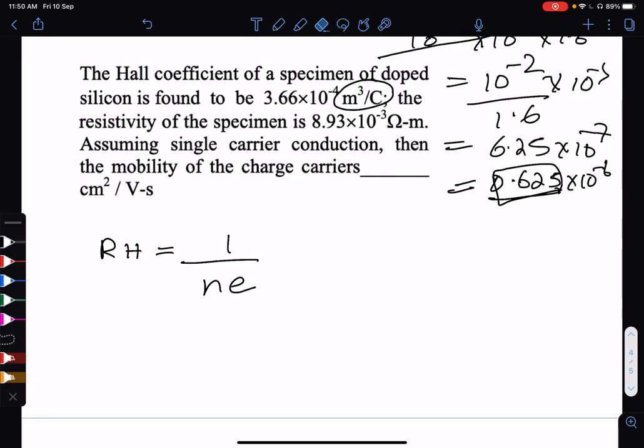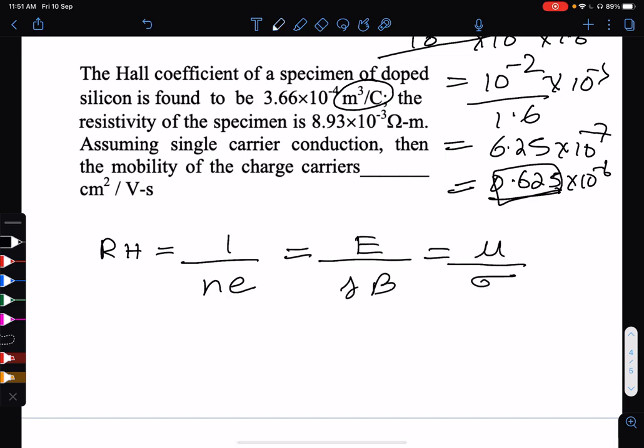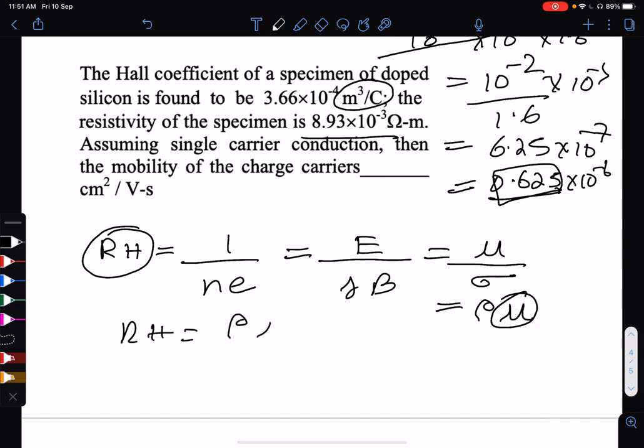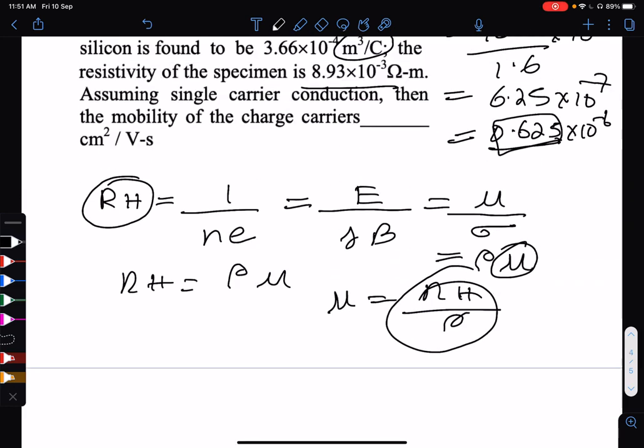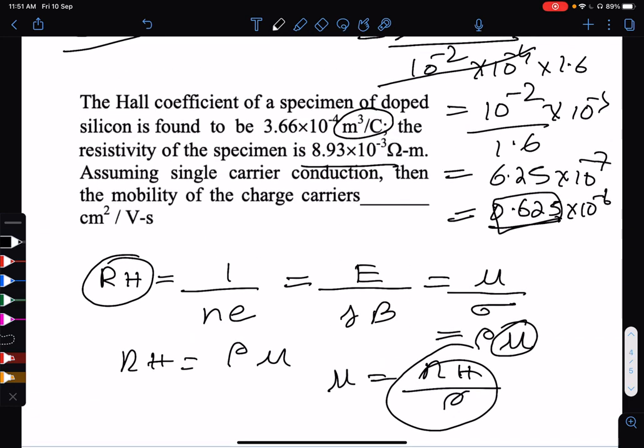Then for the Hall coefficient, this equation is there, and this equation is there, and this equation is there. Three equations are there. So in this case, resistivity is given. Resistivity is nothing but the reciprocal of conductivity. We are asked to find the mobility. RH is also given. RH is nothing but rho into mu. Mu is nothing but RH by rho. You can easily find out this question's answer also. So these are some problems related to the Hall coefficient.